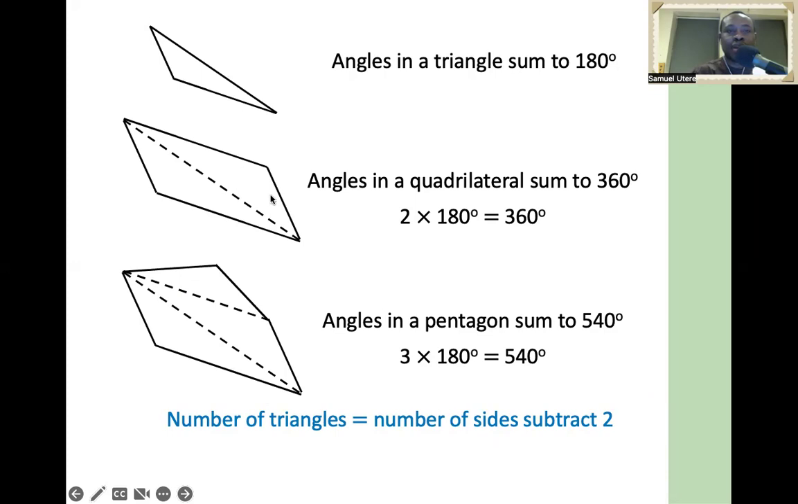So think about this one. Here we have 4 sides. We were only able to get 2 triangles from it. How do we know? 4 sides subtract 2 is 2. And look, we have 2 triangles. Here we have 5 sides. 5 sides subtract 2 and we have 3 triangles because 5 subtract 2 is 3. Also notice how we split the shape into those number of triangles. We always start from the same vertex.